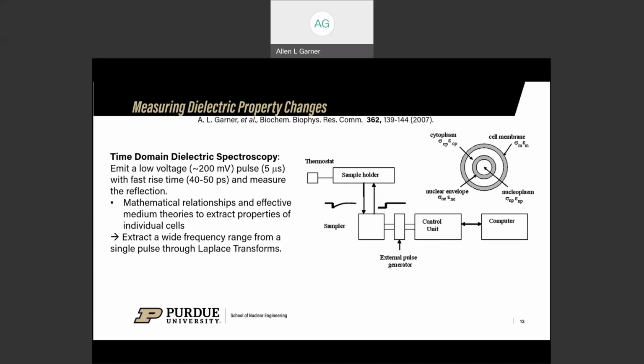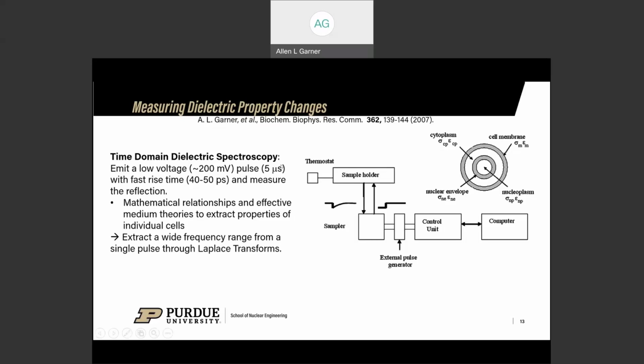Now, the math may be a little complicated, but fundamentally what's happening here is that if you have these very fast rise times, when you convert that into the frequency domain, that gives you a very high frequency.